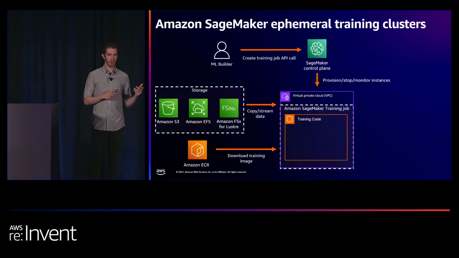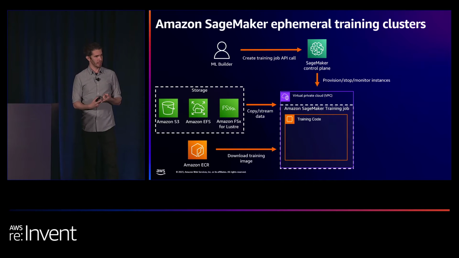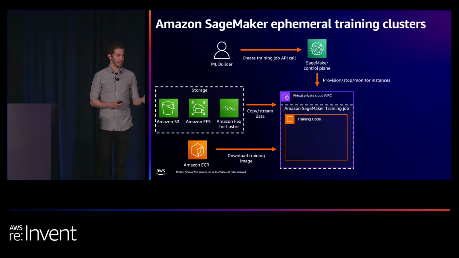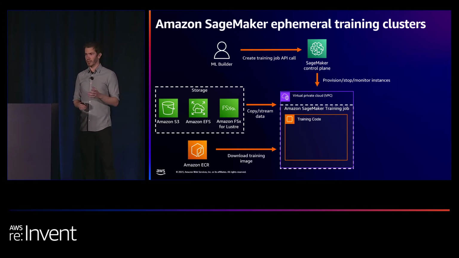You can then download the training image from ECR, and you have options of built-in algorithms in SageMaker. You can use one of the SageMaker deep learning containers to quickly use PyTorch, TensorFlow, or Hugging Face, or you can bring your own training image with your own algorithms completely. SageMaker also offers distributed training libraries that can help accelerate both data and model parallel training, and you'll hear more about that later.